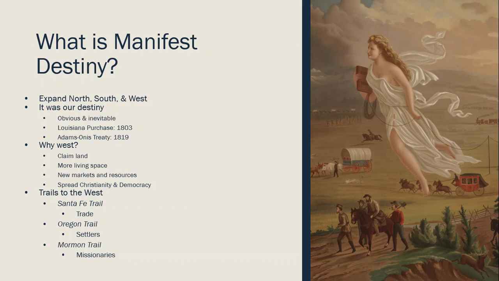And then there's also the Mormon trails. So as the growing number of Mormons start to emerge, many of them are experiencing persecution by other Protestant groups on the eastern coast of the United States. And so they take it upon themselves to leave the boundaries of the United States and settle in territories. And we'll see them settle in Salt Lake City, Utah.